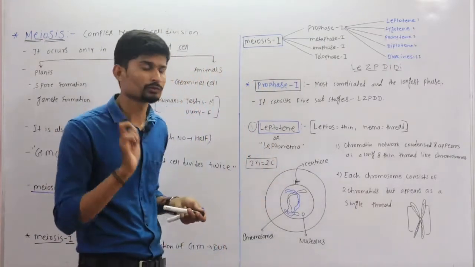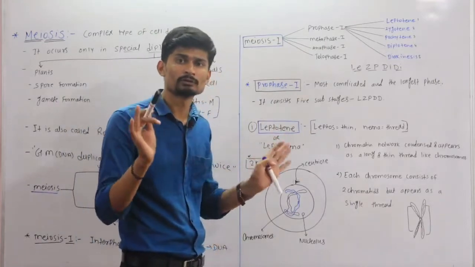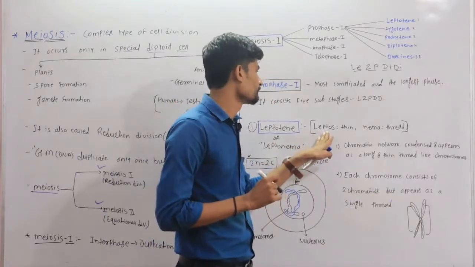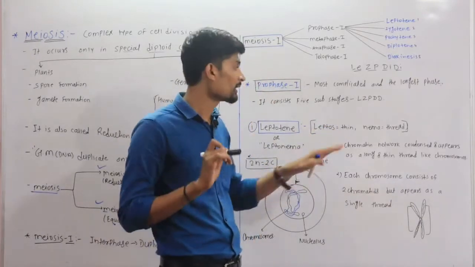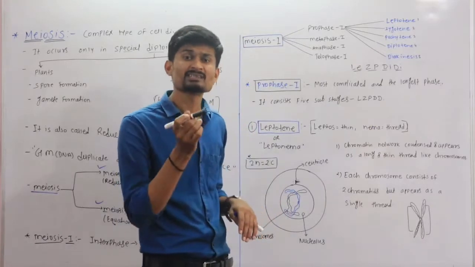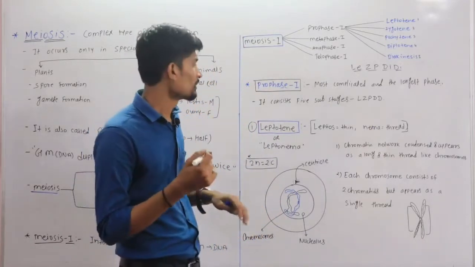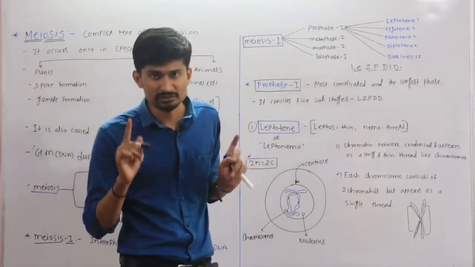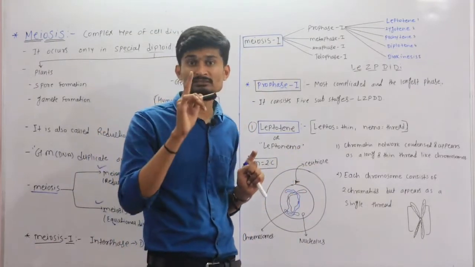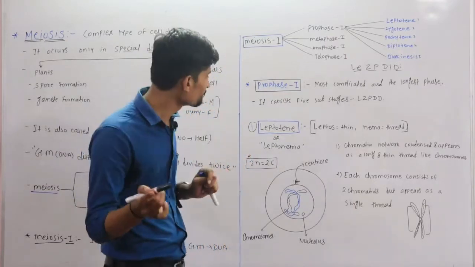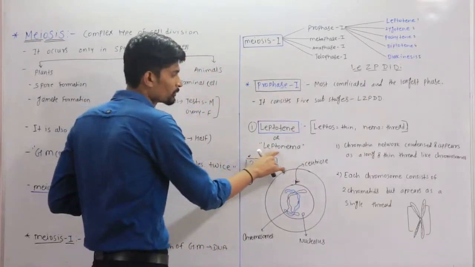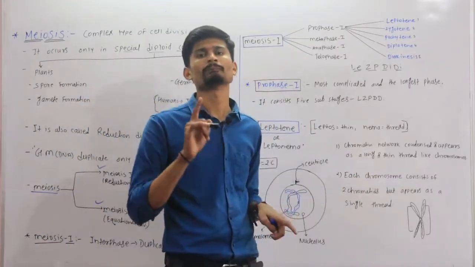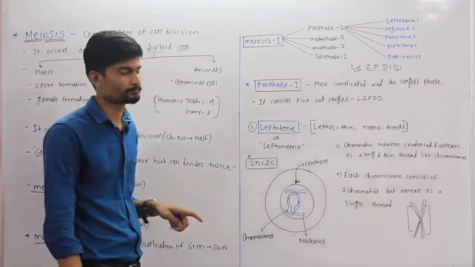Leptotene. Now we are starting leptotene. Listen carefully. Leptos means thin and nema means thread. In this stage we observe the chromosome as a thin, thread-like structure. That is why this stage is called leptotene or leptonema. Leptos means thin and nema means thread.